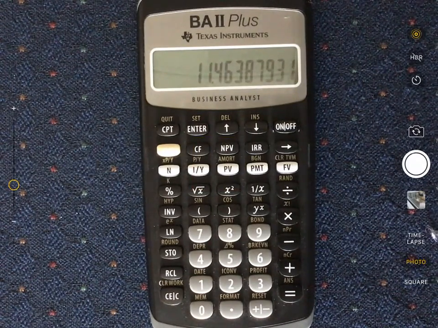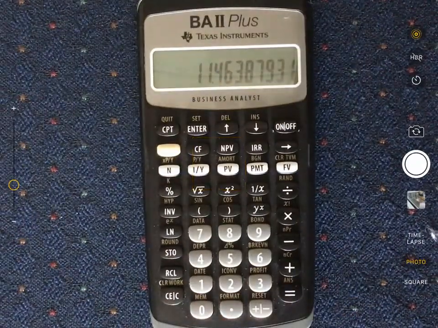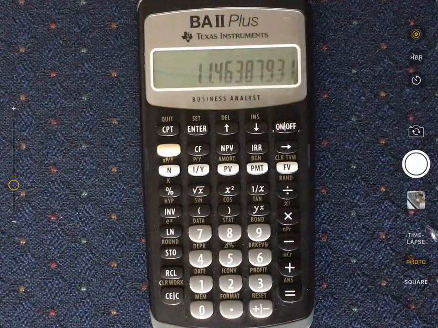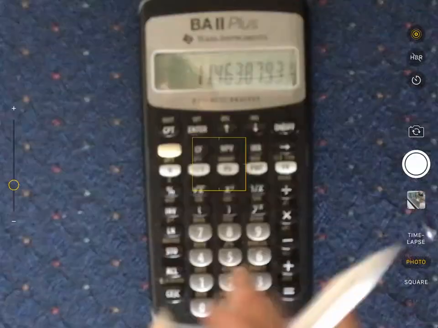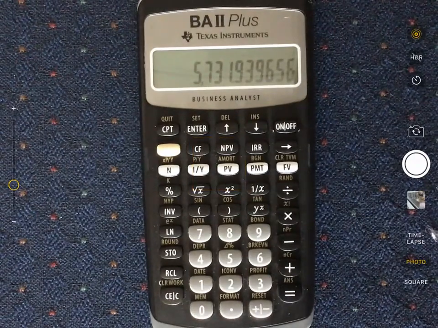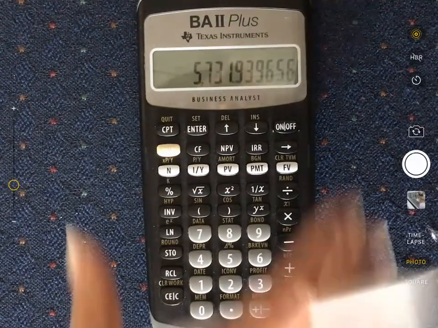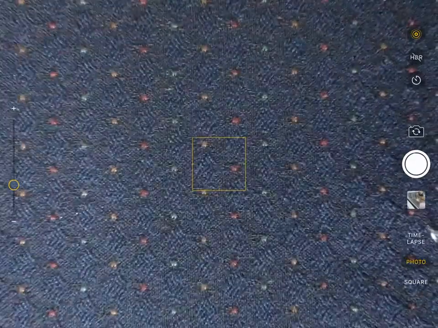Last thing we have to do, you can store that if you want to, right? Sure. Store that in 3, why not? Because we can. Last thing we have to do is multiply by 500. So times 500. I get this, 5,731.939, blah, blah, blah. Okay.